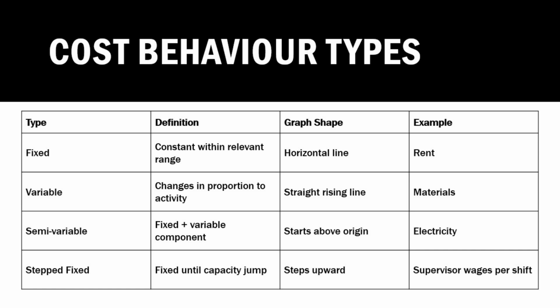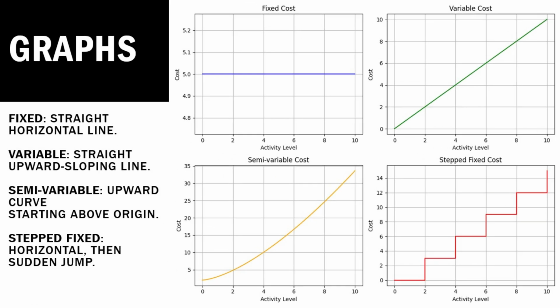For example, one supervisor can manage up to 10 workers. If you hire an 11th worker, you need a second supervisor, so supervision cost steps up. These definitions drive budgeting, CVP analysis, break-even, and pricing decisions. Now, let's visualize these 4 types of cost behavior using simple graphs.